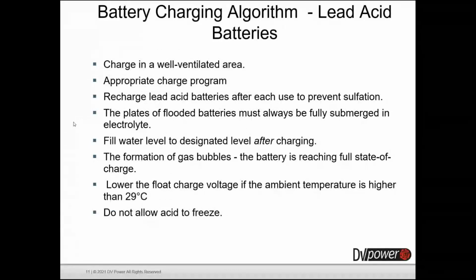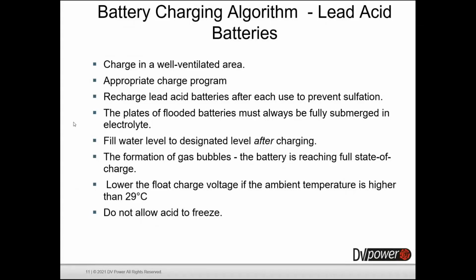These are some tips when charging lead acid batteries. First is to charge in a well-ventilated area, because hydrogen gas generated during the charging process is explosive. So you need to have a ventilated area for charging the battery. Second, you need to choose the appropriate charging program for flooded, GEL and AGM batteries. You need to check manufacturer specification on recommended voltage threshold, as we spoke about. Third thing is you need to recharge lead acid batteries after each use to prevent sulfation.